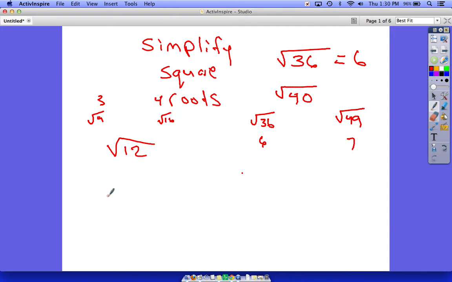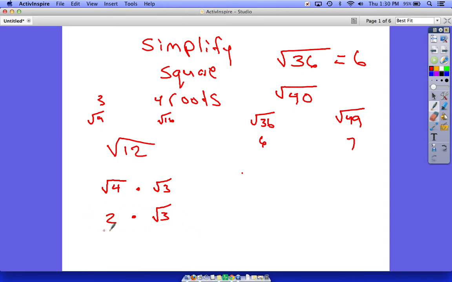So what I'm going to do to start to simplify this is think about the factors of 12. Factors of 12 would be maybe 4 and 3, which would be a good choice. So the square root of 12 is the same as the square root of 4 times the square root of 3. Now I want to look at these options pretty closely. I can't do anything with the square root of 3. That's not a perfect square, but the square root of 4 is. So I'm going to rewrite this as 2 times the square root of 3.